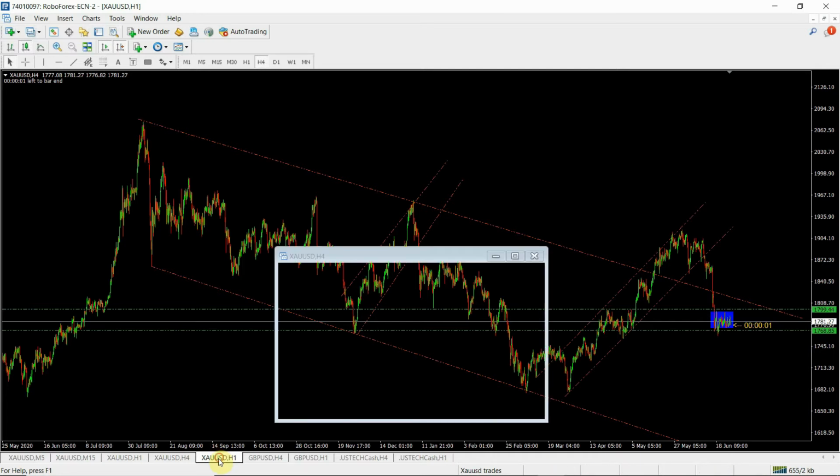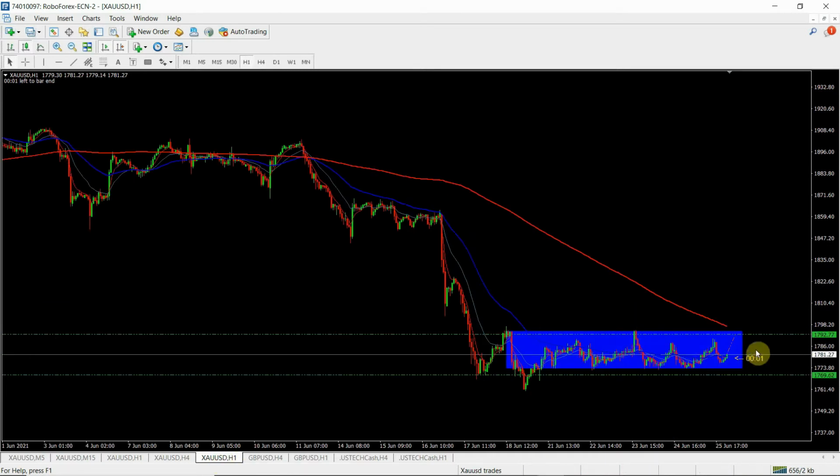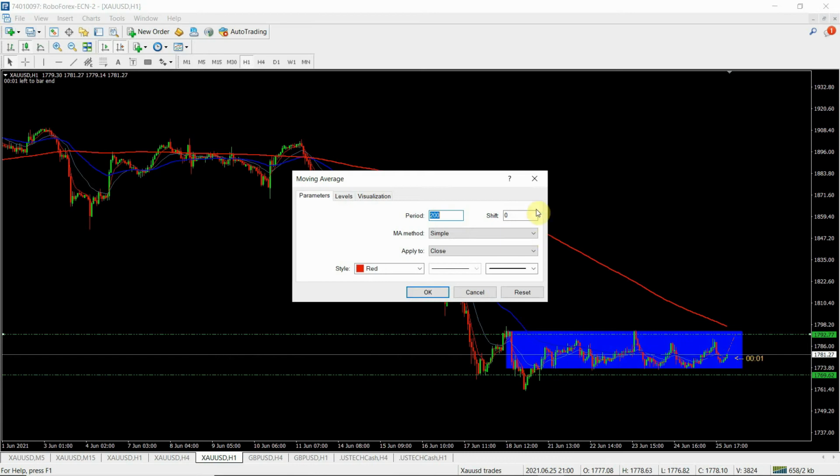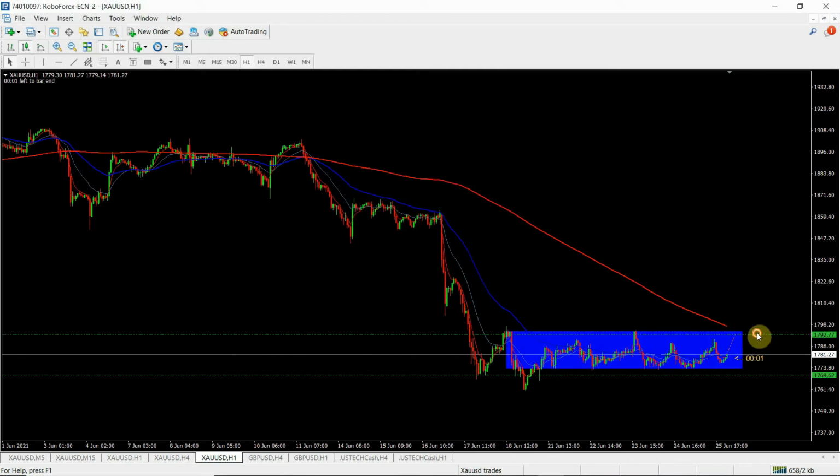So checking our entry point on the 1 hour time frame, this is the consolidation marked out here. We're expecting a retracement of the price down to the resistance of the consolidation, which would also be retesting the 200 SMA that we have here, which is a pretty nice dynamic support and resistance. It's a very reliable one, so we're quite confident in our trade.